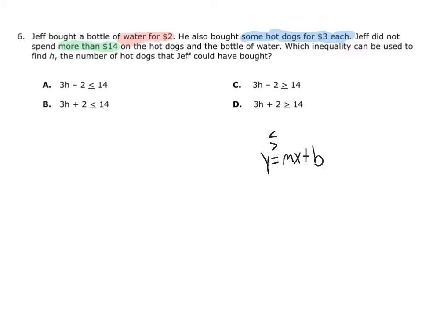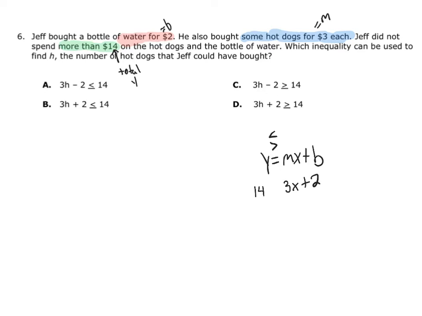So we know that they only bought one water bottle, so this is our B, our one-time fee. They bought some hot dogs for $3 each, so this is our M, our multiple. And more than $14, so 14 is our total, the Y. So our Y is 14. The M we said was $3 each. Then we can put our X plus $2 for the water bottle.